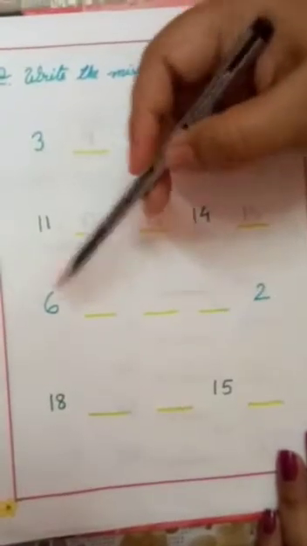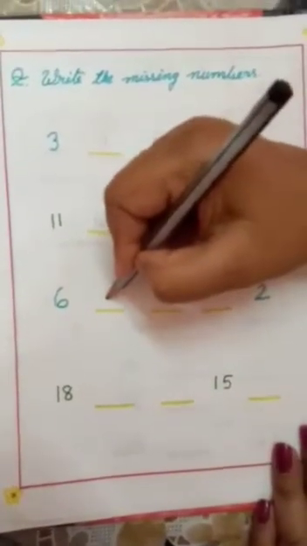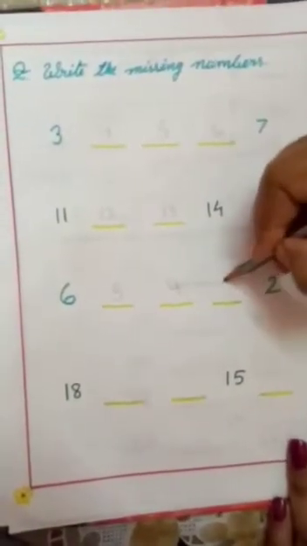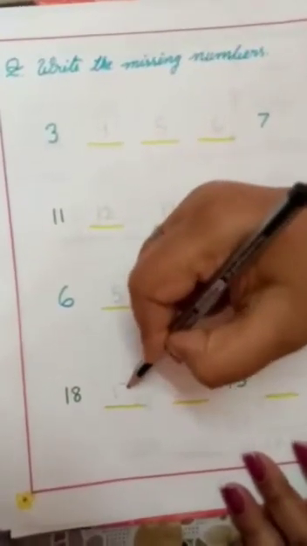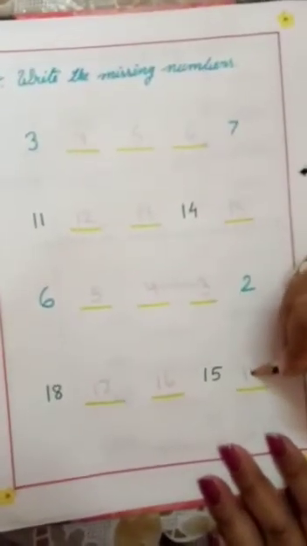Okay, and now the next one, see, I have written here first 6 and at last 2. So we have to write here backward way. Okay, so before 6, which number comes? 5. Before 5 comes 4 and before 4 comes 3. Next one also in similar way, 18. Before 18 it comes 17. Before 17 comes 16 and before 16 it comes 15 and before 15 comes 14.